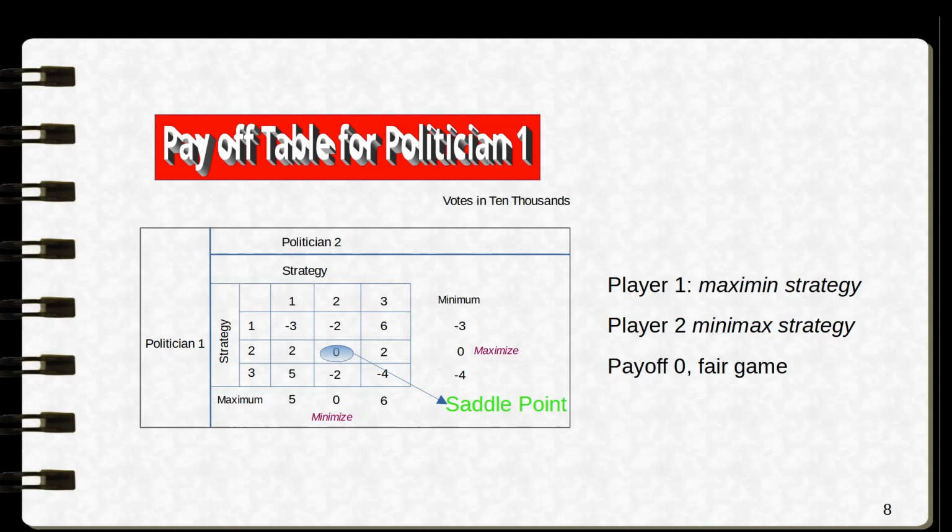Therefore, the solution is 0. That is, it is the saddle point. There is an equilibrium point to the solution. It has a stable solution. So that was all about the saddle point. That is game theory and the saddle point, and how to get an equilibrium solution.